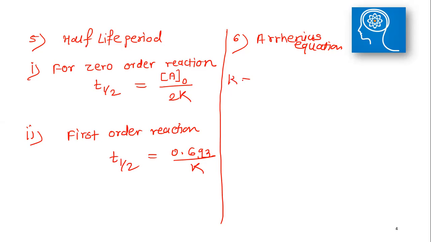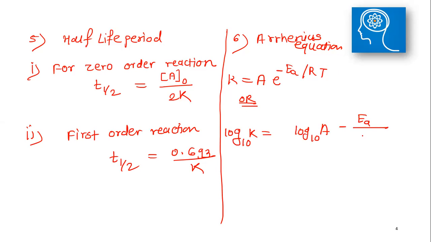What is the Arrhenius equation? k is equal to A e to the power minus Ea upon RT. Okay. And how can we write this? Taking log on both sides, log to the base 10 k equal to log to the base 10 A minus Ea upon 2.303 RT. Okay, this is how we represent it.